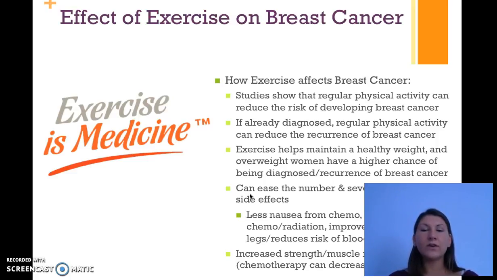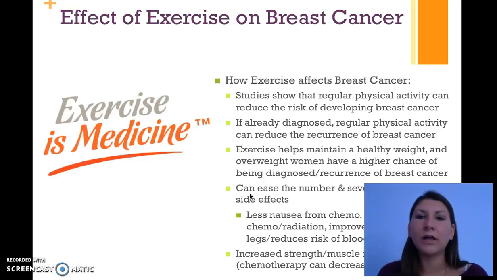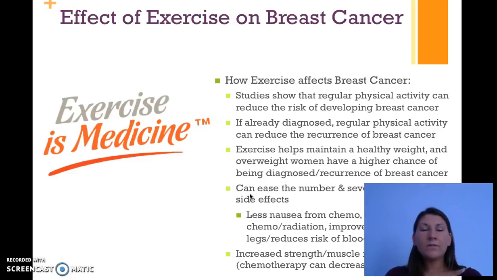So you can have less nausea from chemotherapy, less fatigue from chemotherapy and radiation, improved blood flow to the legs, and also a reduced risk of blood clots. And chemotherapy also decreases strength and muscle mass, and exercise can help gain this back and reduce the loss of that.